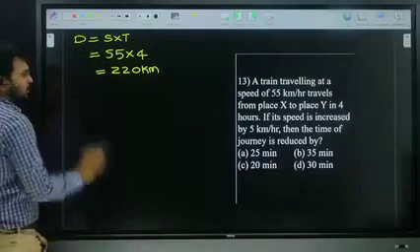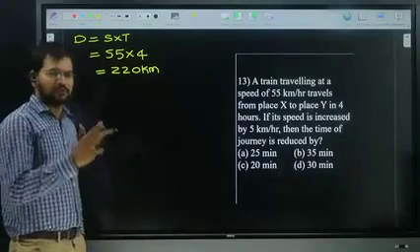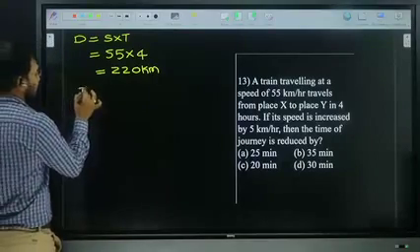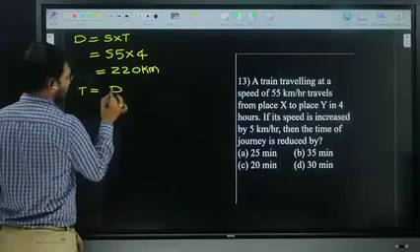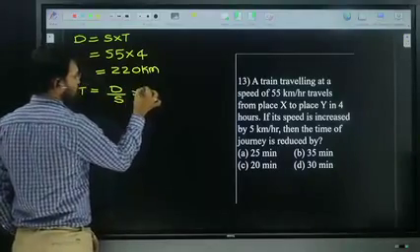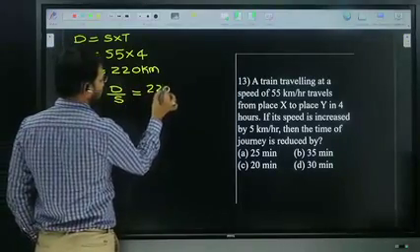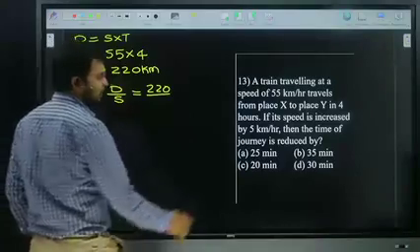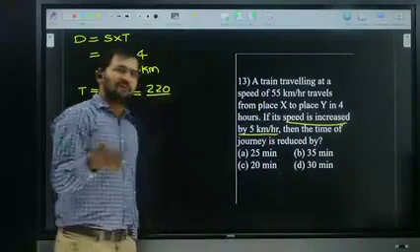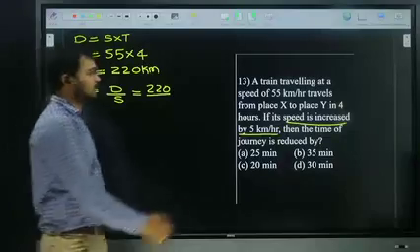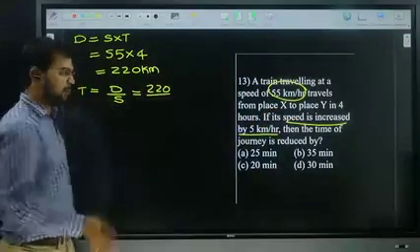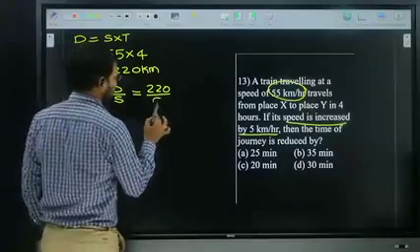Next, they're asking how much time is reduced. First of all, tell me how much time in the second case. Generally, time is nothing but distance by speed. Distance is the same, 220 kilometers. But speed is increased by 5 km per hour. Original speed is 55, so new speed becomes 60.